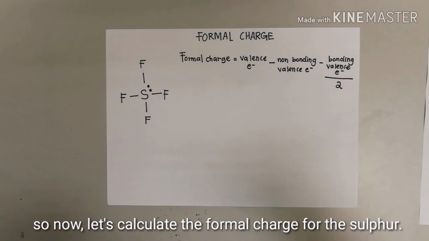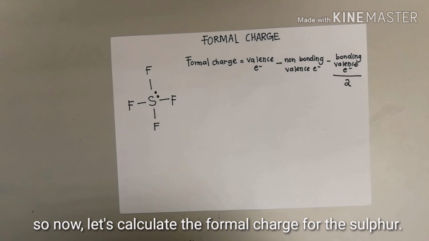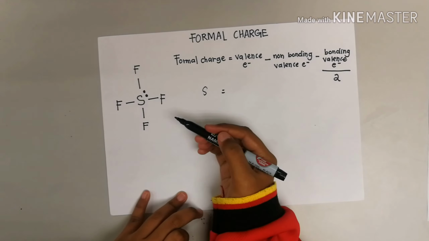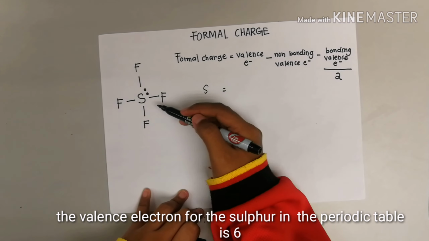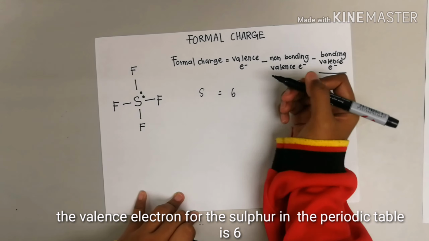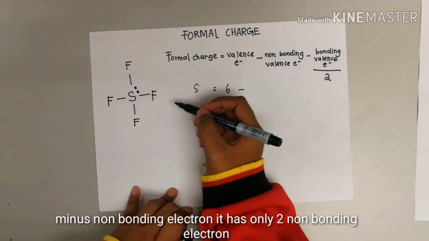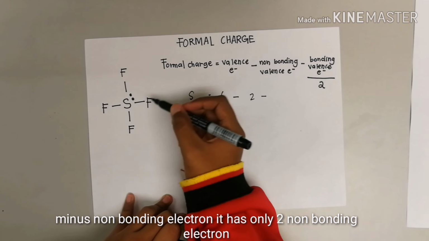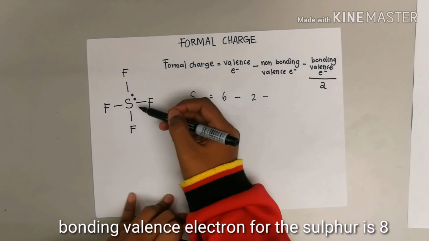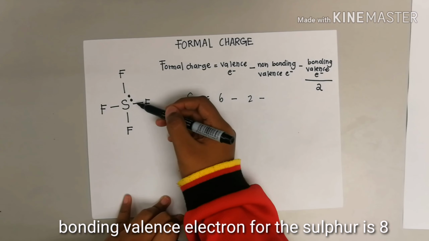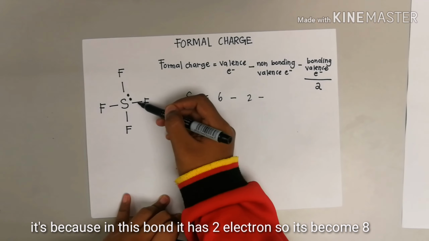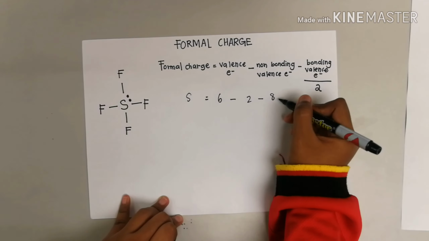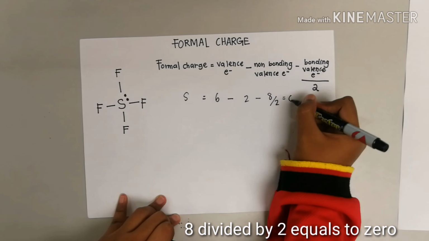Now, let's calculate the formal charge for the sulfur. The valence electrons for sulfur in the periodic table is 6, minus non-bonding electrons. It has only 2 non-bonding electrons. The bonding electrons for the sulfur is 8, because each bond has 2 electrons, so it becomes 8. 8 divided by 2 equals 4, so the formal charge equals 0.